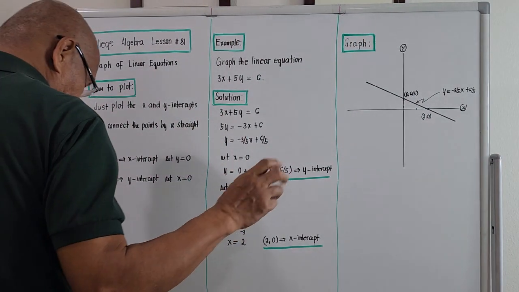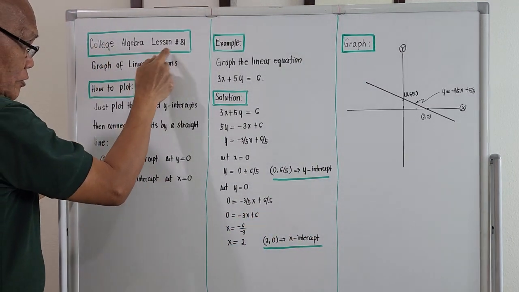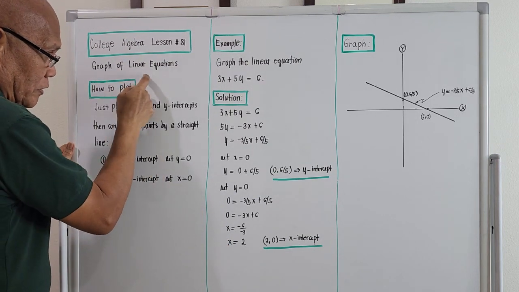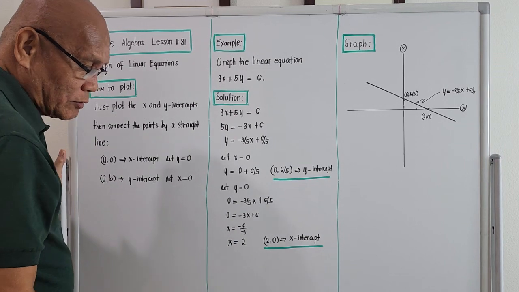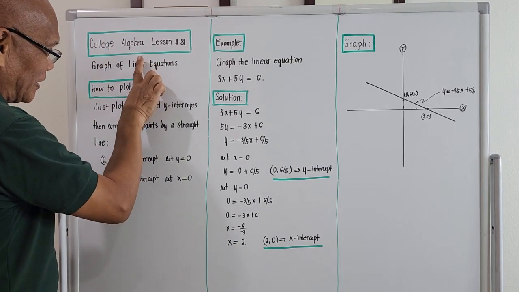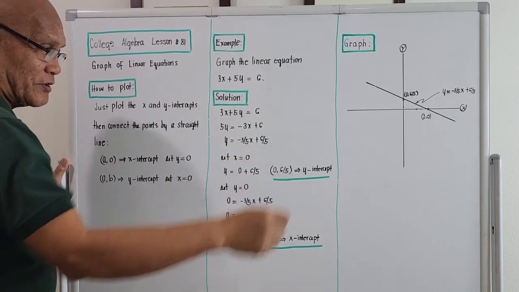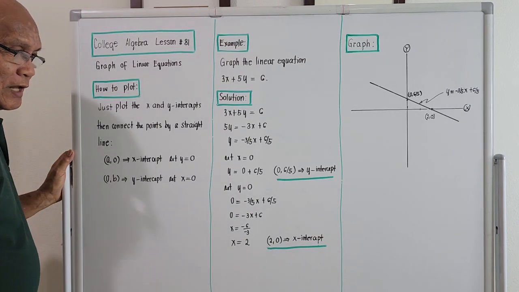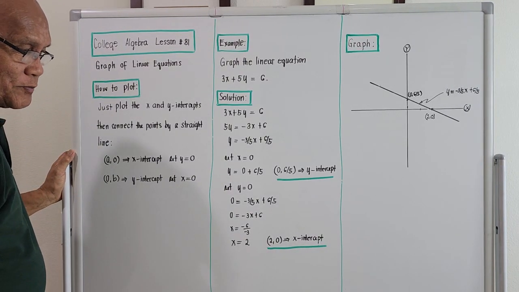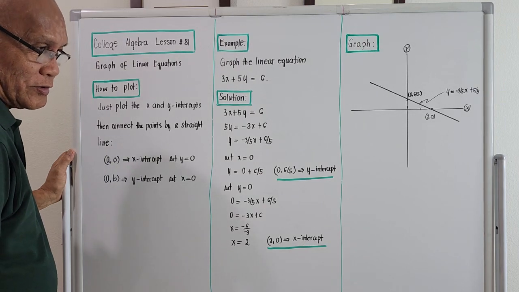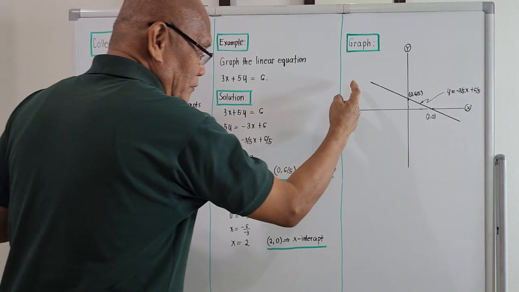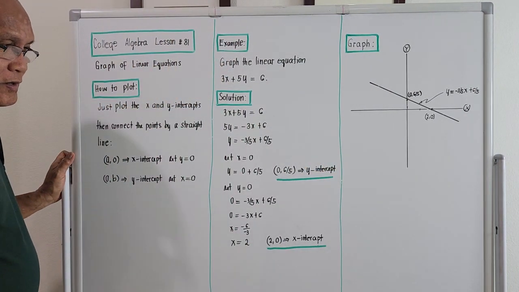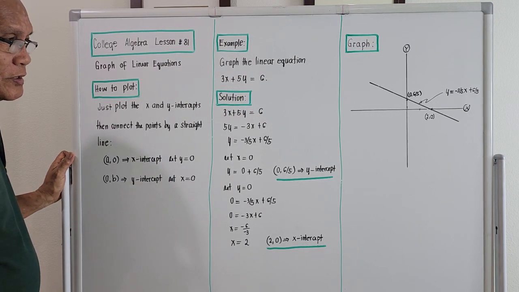The subject matter for this morning will be college algebra, lesson number 81, and the topic will be graph of linear equations. Linear equations are actually, if we try to remove the "ar", it's line. So a straight line. So when we say linear, it should be an algebraic equation in which the highest power of x and y are actually 1. So they should be linear. It is a straight line. This is graphed on the so-called Cartesian coordinate system.